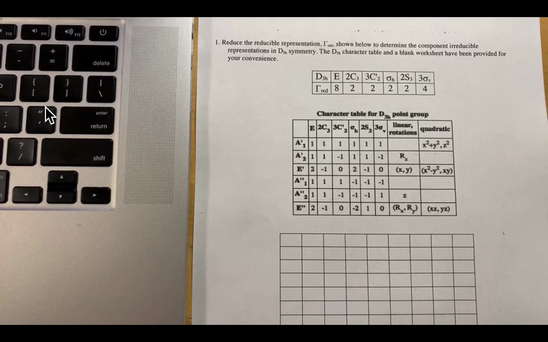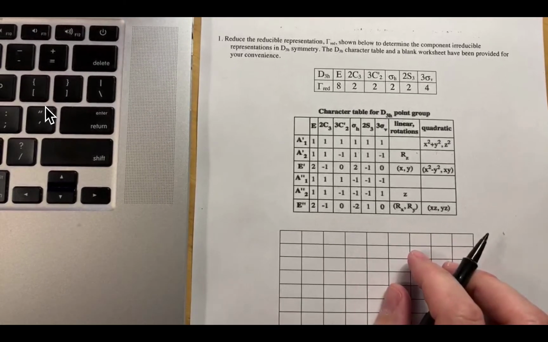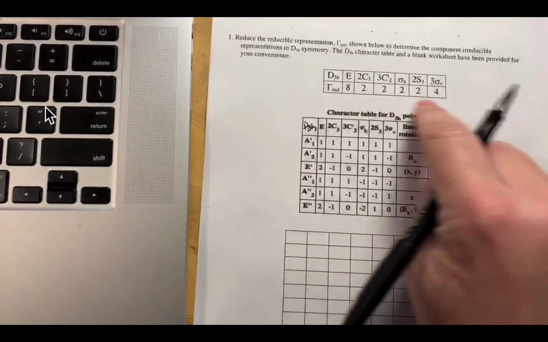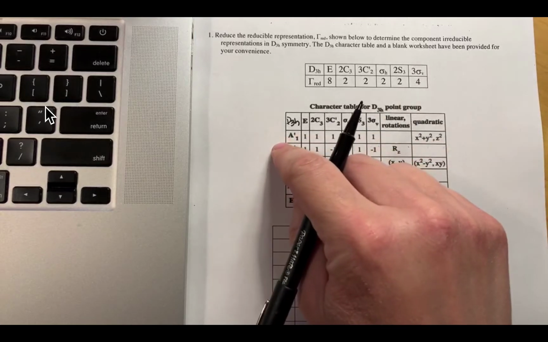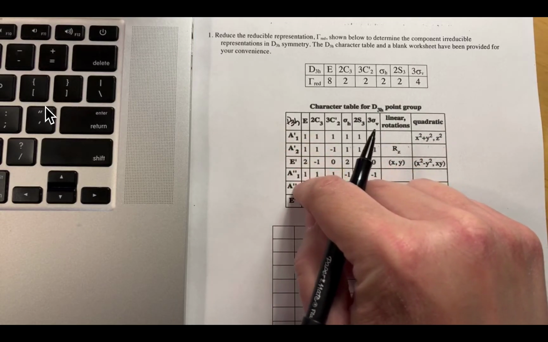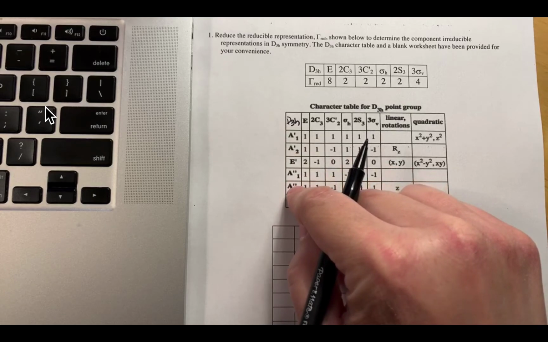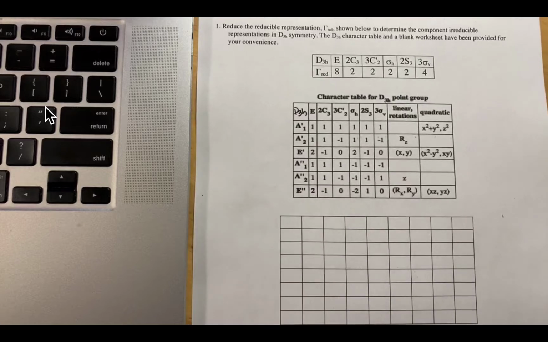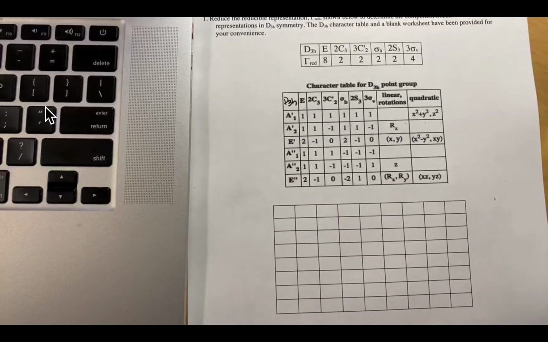All right, so one additional type of question that I will ask you is just to reduce a reducible representation that I've given you. And here's one for the D3H point group. You need to just take this reducible representation and figure out how many A1 primes, A2 primes, E primes, A1 double primes, A2 double primes, E double primes are in there. You don't need to do anything else with it. So you just want to follow exactly what I'm showing you here.